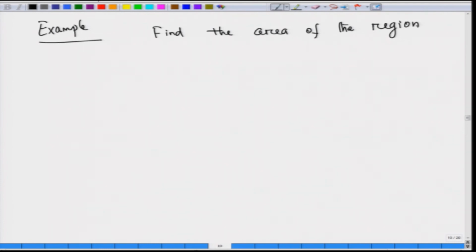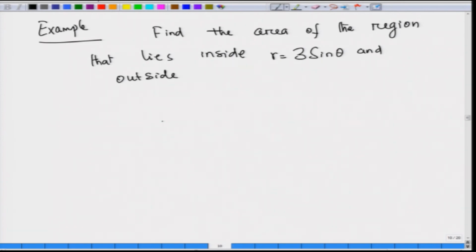Okay. So, now let us do another example. Example 2: find the area of the region that lies inside r equal to 3 sin theta and outside the cardioid r equal to 1 plus sin theta.